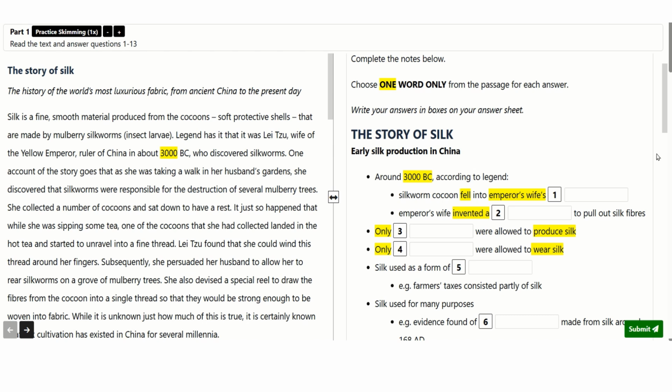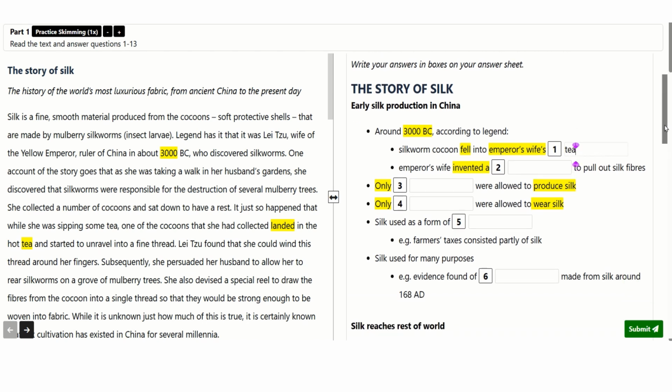Okay, let's do the first four. We first need to scan. We need to find where is the wife, and fell something. She was walking, discovered a number of cocoons, sat down to rest, sipping tea. One of the cocoons that she had collected landed in the hot tea. Now it is hot tea, but obviously one word means we will write one word only. We won't write any adjective, we will write noun only.